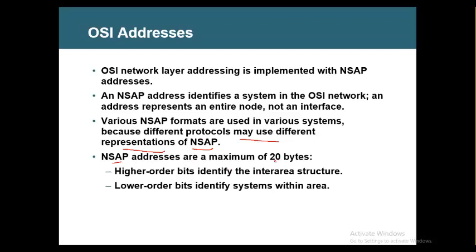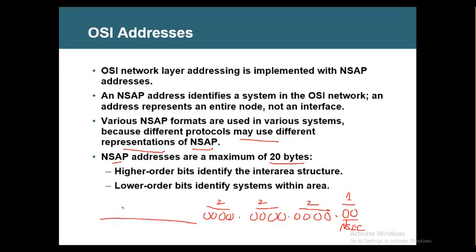NSAP addresses are a maximum of 20 bytes. You remember in our previous lab demo class, I said this is called the N selector. Yes. The N selector is 1 byte. And then you will have 6 bytes of system ID. So totally 7 is over. The remaining 13 bytes is the area.